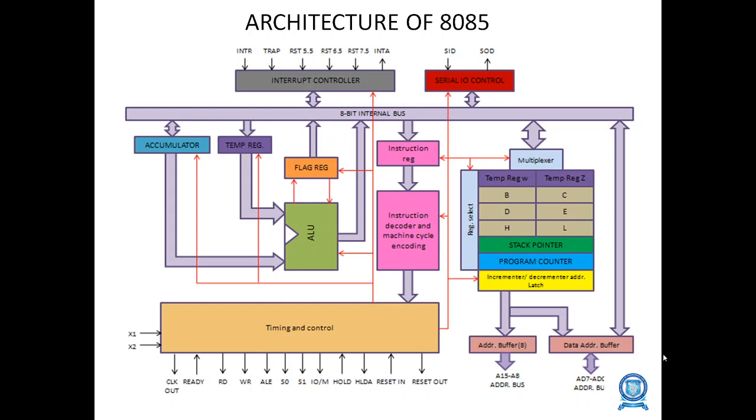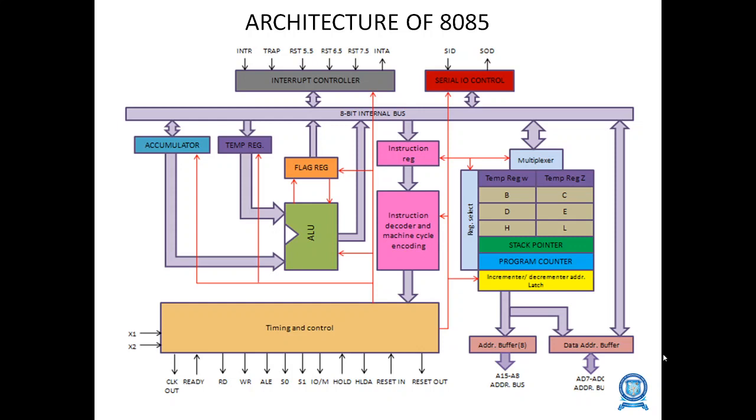And we have a stack pointer and program counter, in which the register set B, C, D, E, H, L is arranged along with temporary registers W and Z, and there is an increment/decrement address latch, and from that the data is sent to the address buffer from A8 to A15, that is the address bus, and AD0 to AD7 is the address and data bus. The address and data buffers are connected to the 8-bit internal bus.